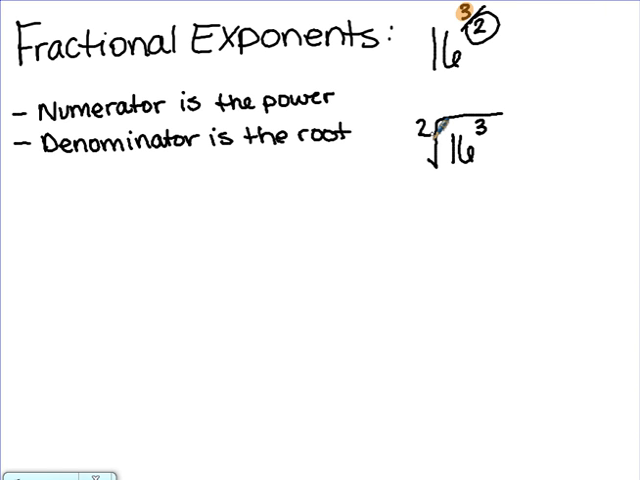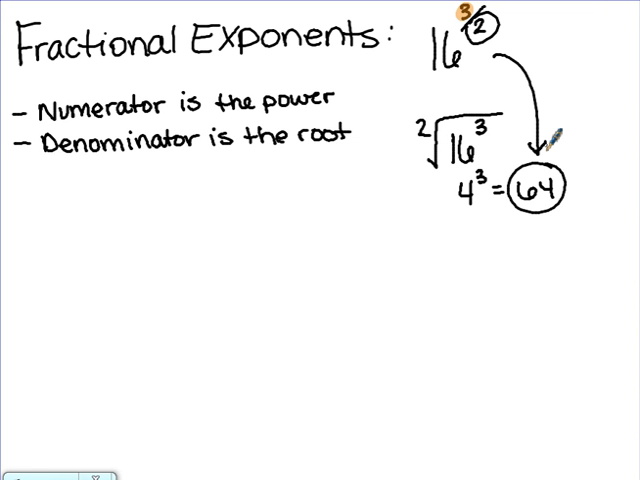Now, you can solve for this either way. You can do 16 cubed and find the square root of that, or you can find the square root of 16 and cube it. Let's do the square root of 16 and then cube it. The square root of 16 is 4, and 4 cubed is 64. So we have simplified 16 to the 3/2. The numerator becomes the power, the denominator becomes the root.